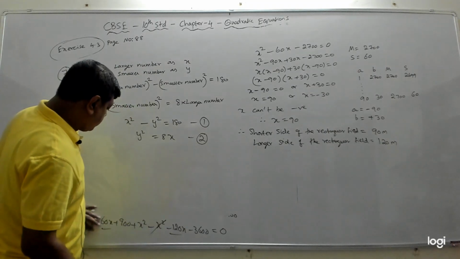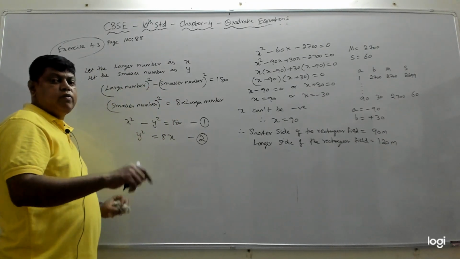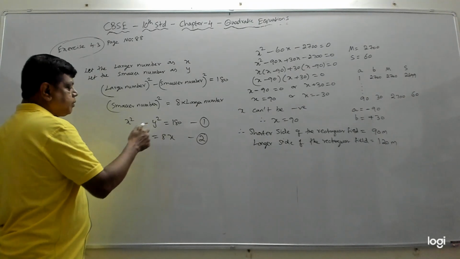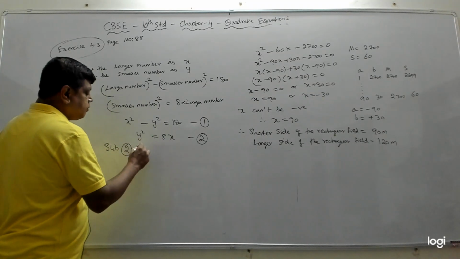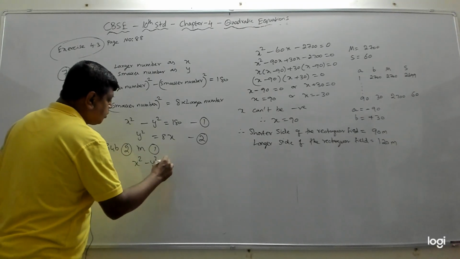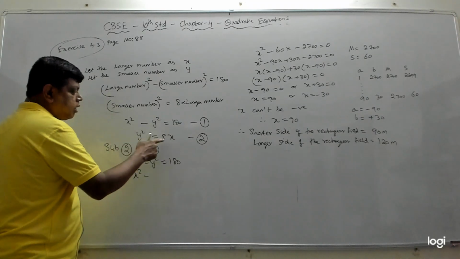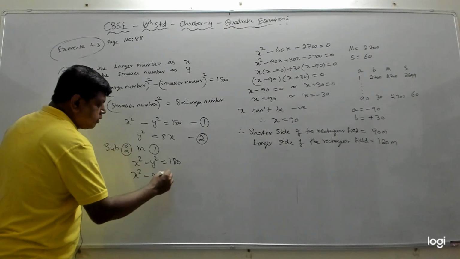So we can go for two variables, not a problem. But when you are getting into quadratic equation form, it should have only one variable. Now how do we solve this? We can substitute y square is equal to 8x in the first equation. Then what will I get? My first equation is x square minus y square equal to 180. Now instead of y square I'll put 8x, so x square minus 8x equal to 180.